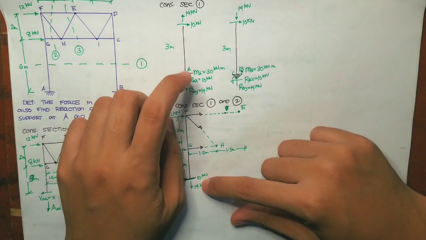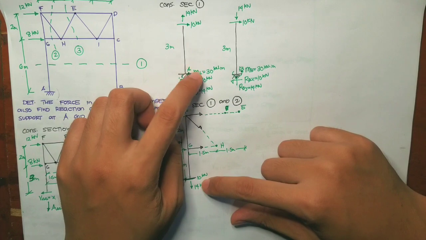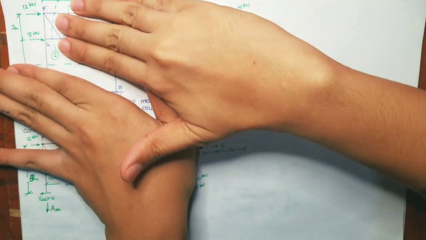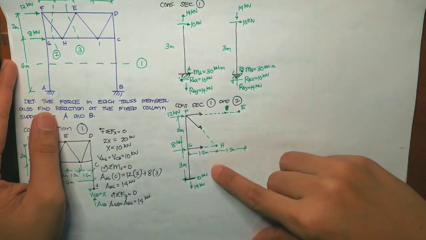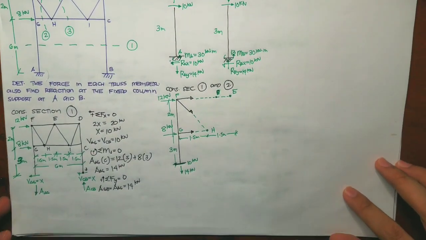Ang mangyayari lang, mas marami yung i-consider mo na variables dito kasi may dadagdag ka ng moment. Okay? So wag malilito, ang ginawa ko lang, consider section 1 and then this section 2, and consider the left portion. So ito yung lalabas niyan. Okay? So, ganun lang. Balik tayo sa static of rigid bodies.